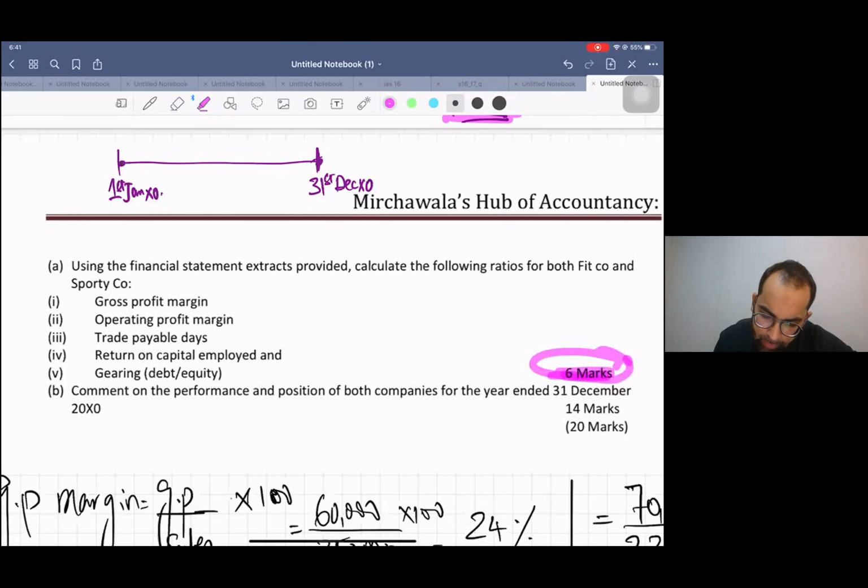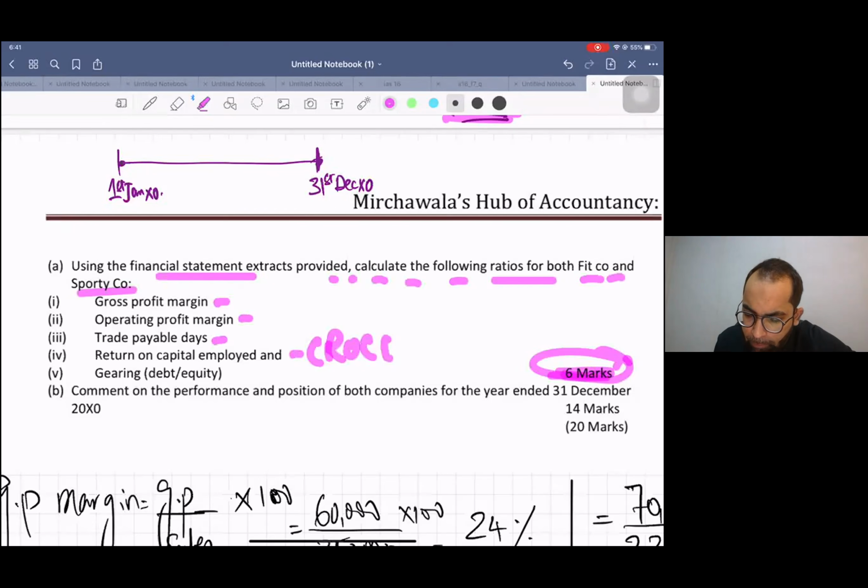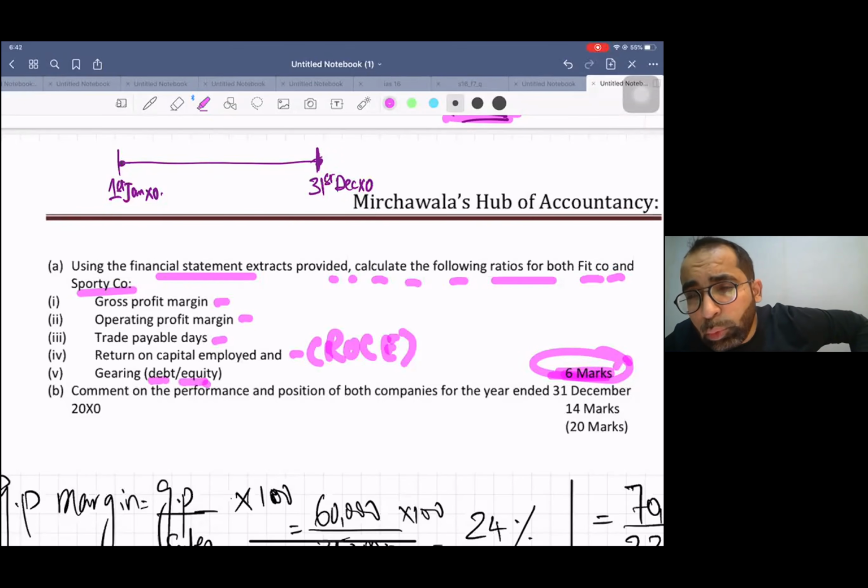Now listen, the first 6 marks: use the financial statement extract provided, calculate the following ratios for both Fit and Sporty. You need to compute GP margin, operating margin, trade payable days, ROCE, return on capital employed, and gearing with debt equity, debt upon equity. Listen, there are two formulas for gearing. The first one is debt divided by debt plus equity. But now here the examiner has clearly written the gearing formula, so you have to follow debt divided by equity.